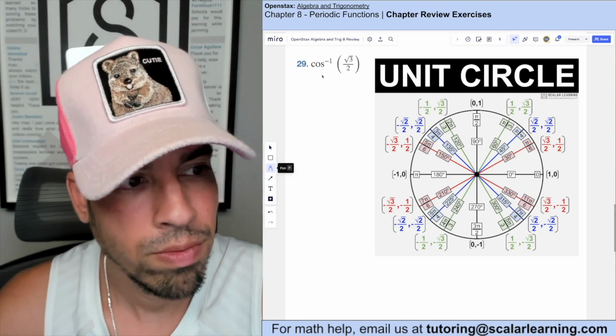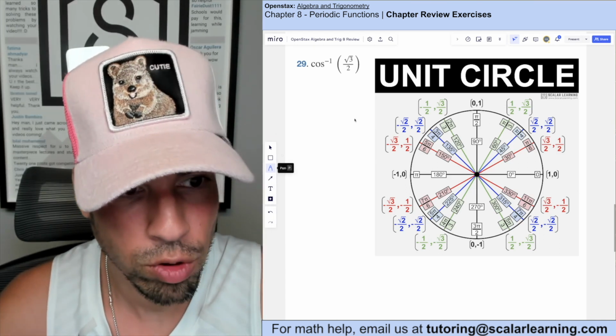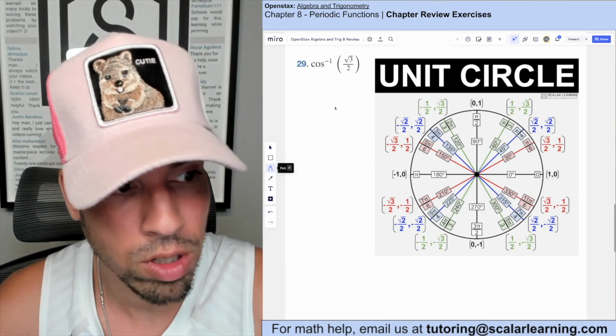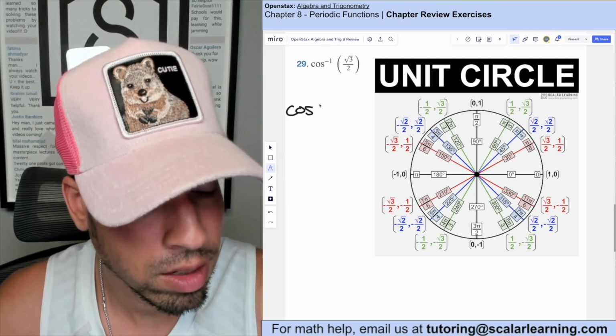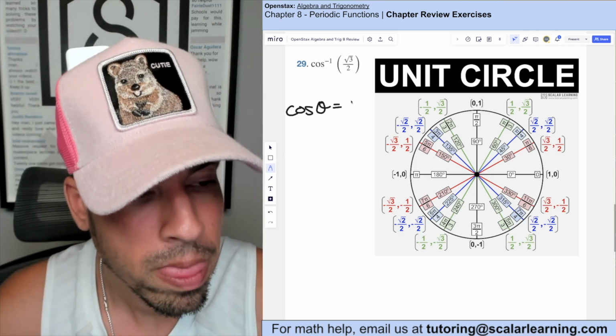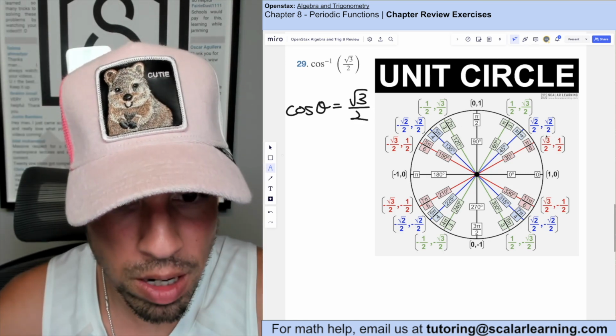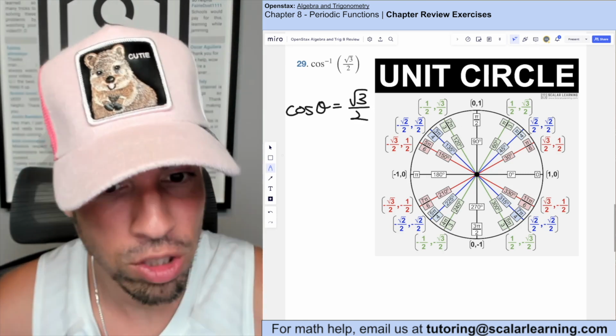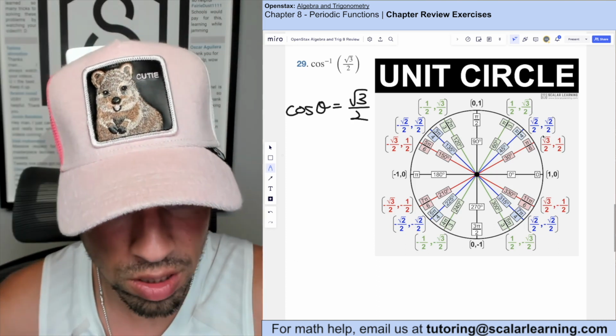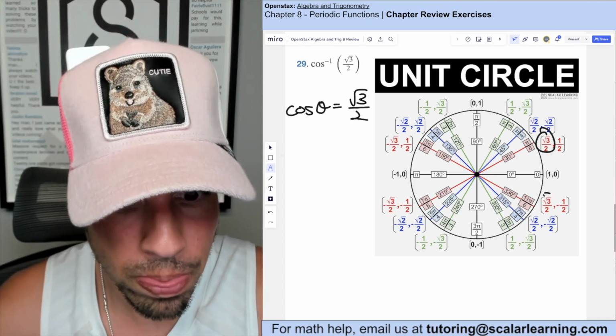So for this one, we're asked to find arc cosine of rad 3 over 2. So I'm not going to use a calculator, but I'm going to use the unit circle. And really what this is asking is cosine of what angle is equal to rad 3 over 2. So I only see rad 3 over 2 in 2 spots for the x value. By the way, cosine matches up with the x value on the unit circle coordinates. So I see rad 3 over 2 here and here.